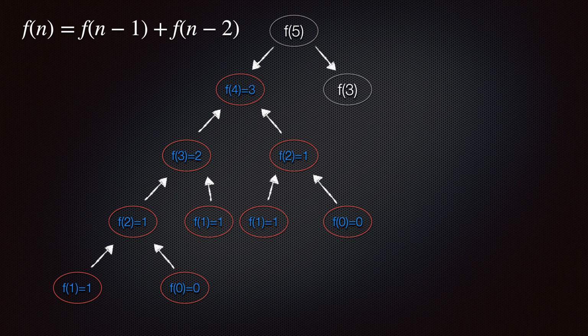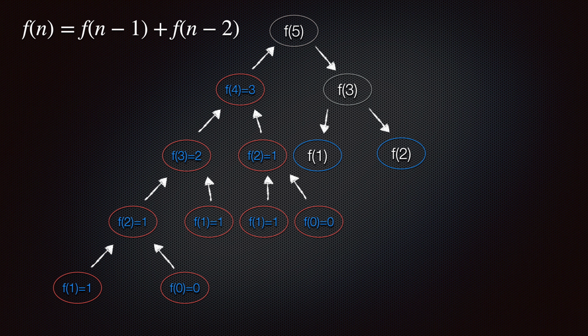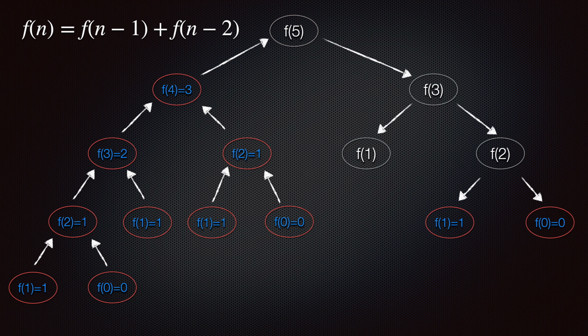We can pass up our result from f4 to f5 and work on f3. For f3, we need f2 and f1. For f2, we need f1 and f0. A little bit of cleanup, and f1 is 1 and f0 is 0, and we can return those back up the tree. f2 is now 1, return that back up the tree to f3, and we can work on the other f1 for f3.